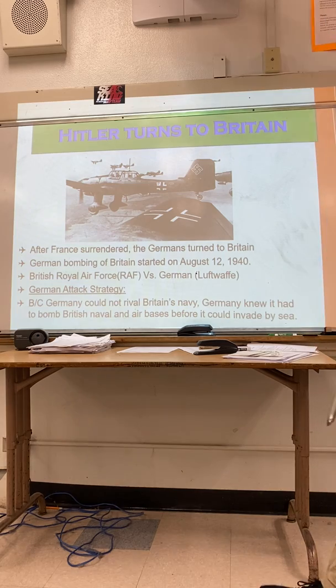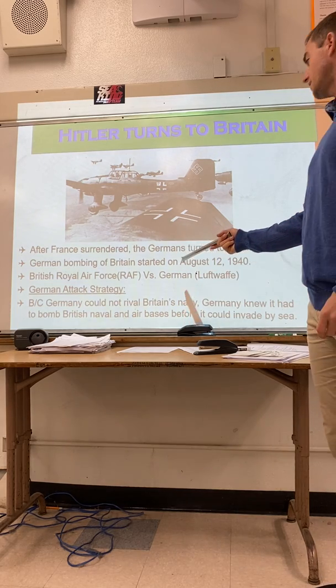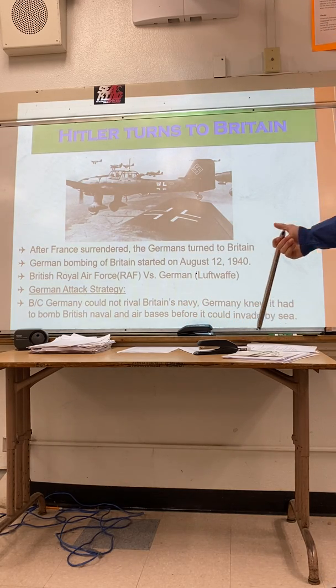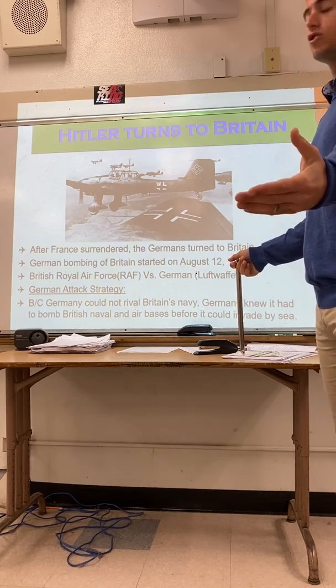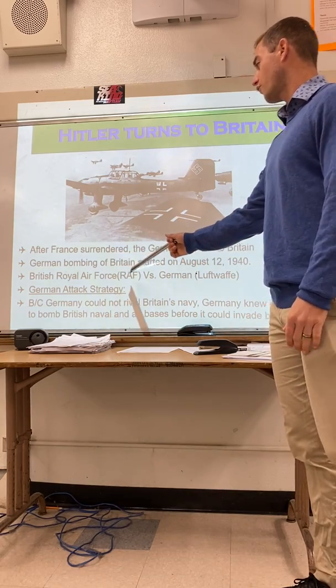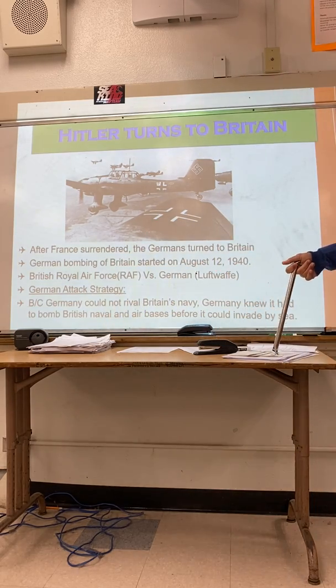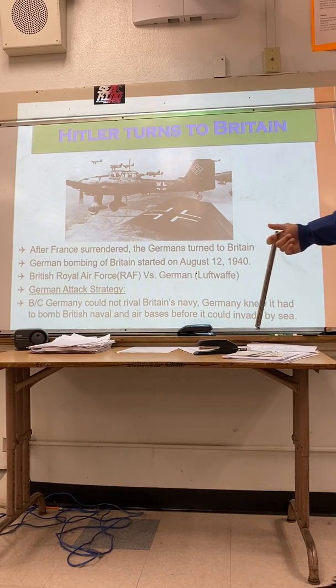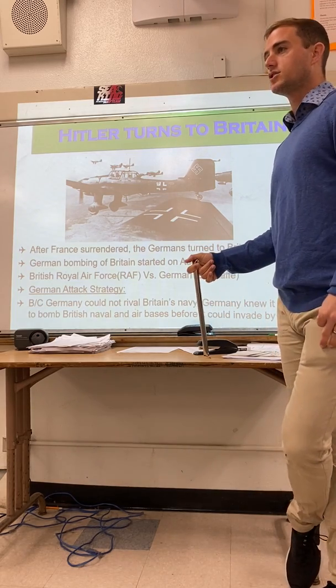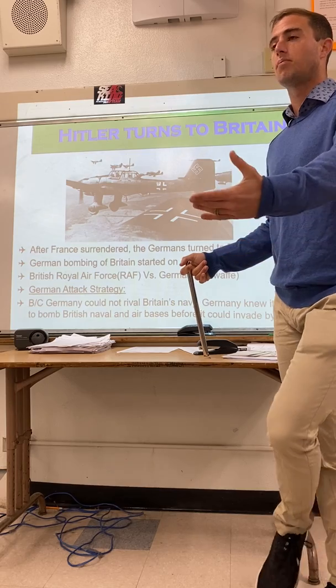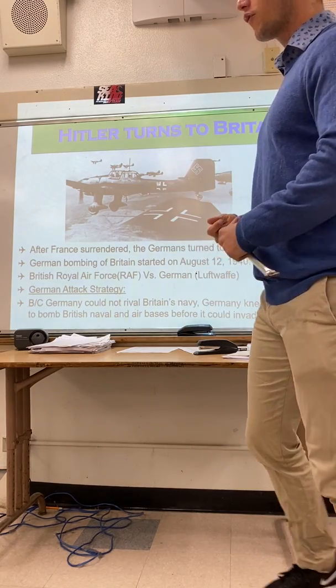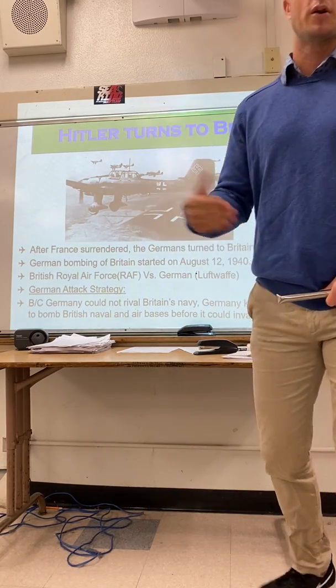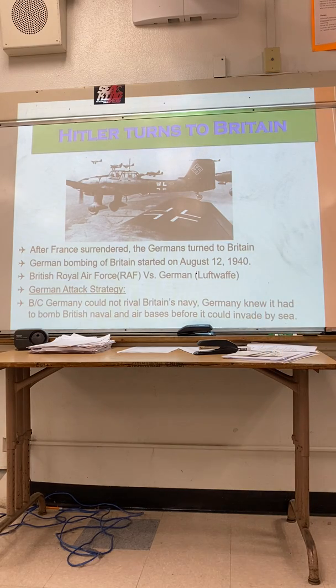And so the Germans start to bomb Britain as early as August 12th, 1940. And we have really two sides on this. We have the British Royal Air Force, or the RAF, versus the German Luftwaffe. The German strategy is to, again, attack those important ports and airfields to be able to stop the British from defending against a sea attack.